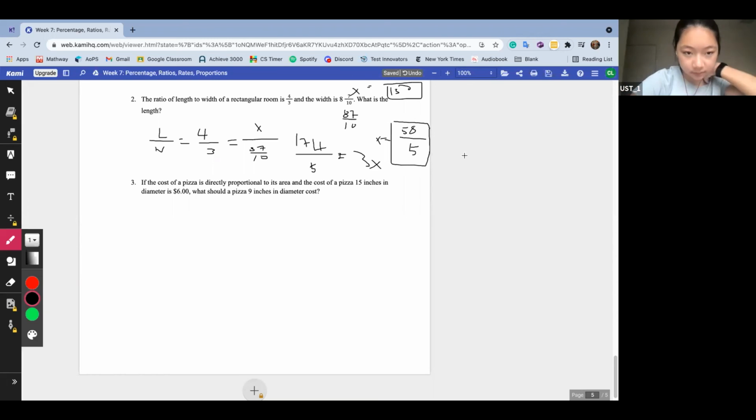Okay, so last question. If the cost of a pizza is directly proportional to its area and the cost of a pizza 16 inches in diameter is $6, what should a pizza 9 inches in diameter cost?